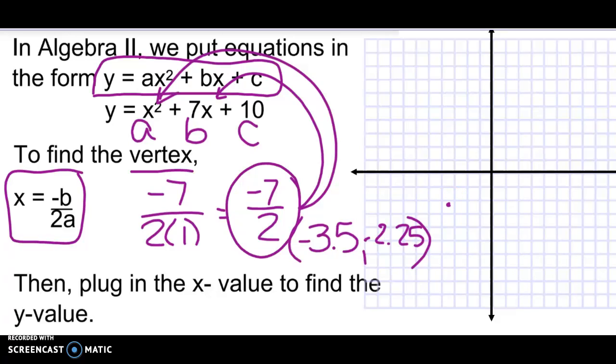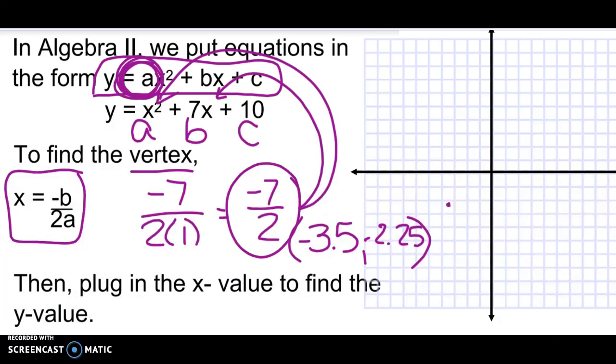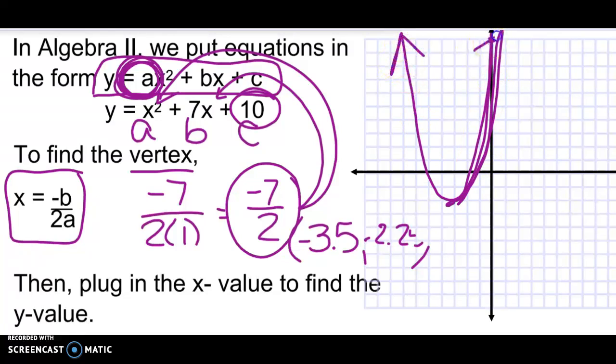All right, and then we know other things. Since the A was positive, it's going to open up, and so we know it's going to open kind of like that. And we could do some other things to find our intercepts. We know that the y-intercept is going to be at 10, so my drawing is not quite exact. So I'm going to draw a y-intercept at 10, and then draw it so that it... I'm still not drawing it very well, but you get the idea, okay?